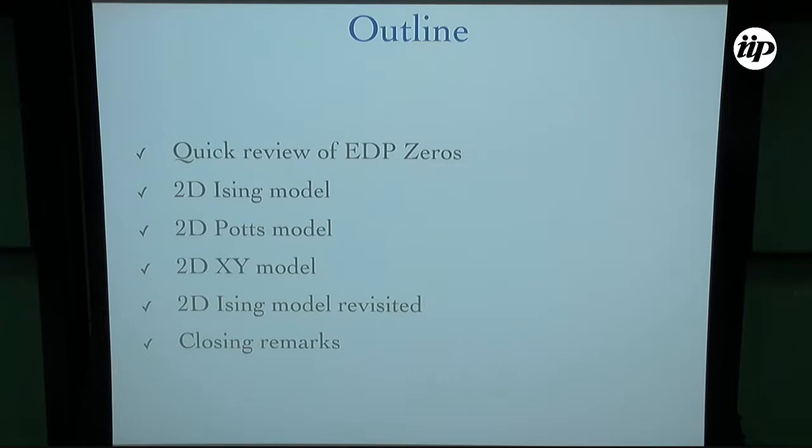This is a brief outline of my talk. I will do a brief review of what Bismarck said this morning, in case some of you were not here. Then I will apply our methodology to the Ising model, Potts model, and XY model. Then I will go back to the Ising model to show you some problems that we have already identified in this procedure, and perhaps think about some ways to solve these issues. And finally, my closing remarks.